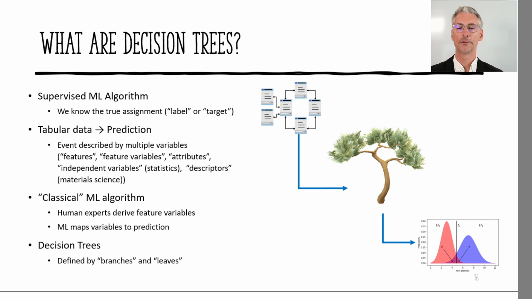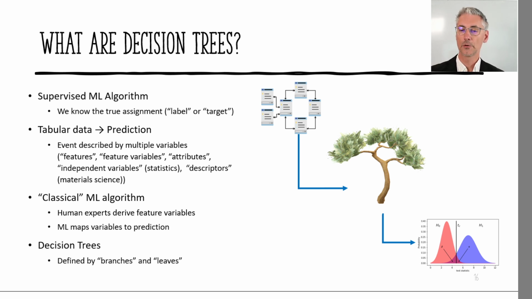It's a classical machine learning algorithm in the sense that we need human experts to derive these feature variables. So in the end, you want to end up with a table of variables and values, right? And we need to come to these variables by some means, and typically that means we need to exploit the human expertise to create those variables and then use the machine learning algorithm or decision trees to map these variables to a prediction.